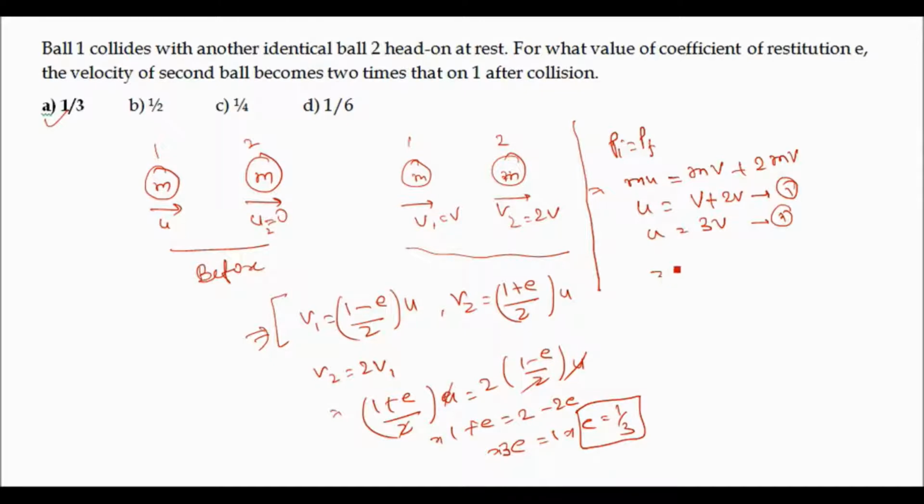And again, as we know that for coefficient of restitution, in this case e is equal to velocity of separation divided by velocity of approach. So velocity of separation is v2 minus v1, velocity of approach is u. So e is equal to (2v minus v) divided by u, and from there we get v by u, and as per relationship 1, we can say that v by u is equal to 1 by 3. So coefficient of restitution comes equal to 1 by 3. So in this way we can calculate the coefficient of restitution.